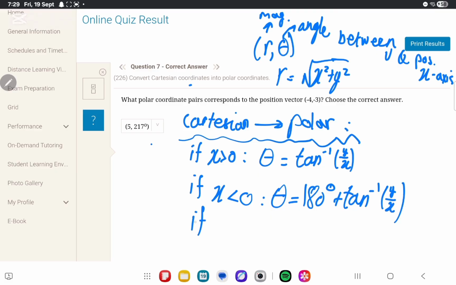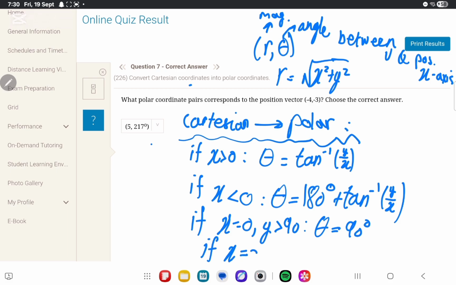Now, what about if x is equal to 0? If x equals 0, there are two more cases. If x equals 0 and y is greater than 0, theta equals 90 degrees. If x is equal to 0 and y is less than 0, then theta equals 270 degrees.